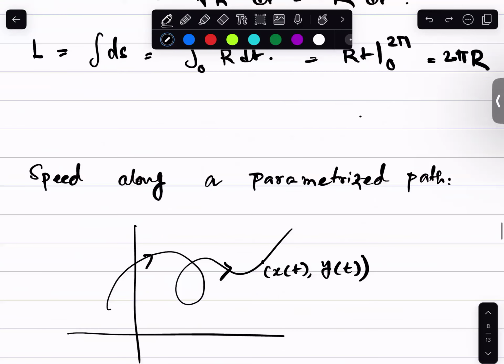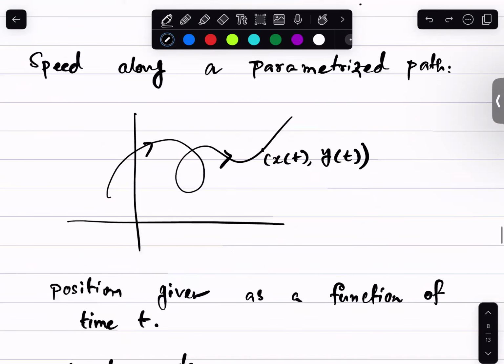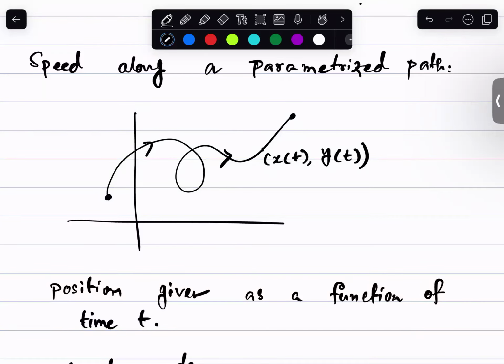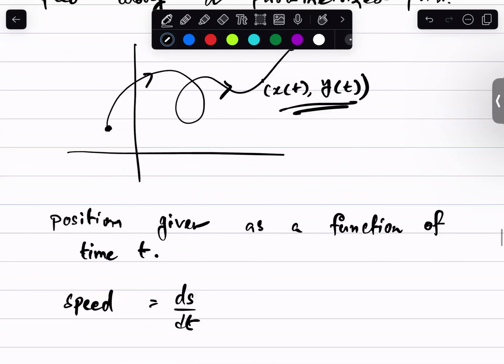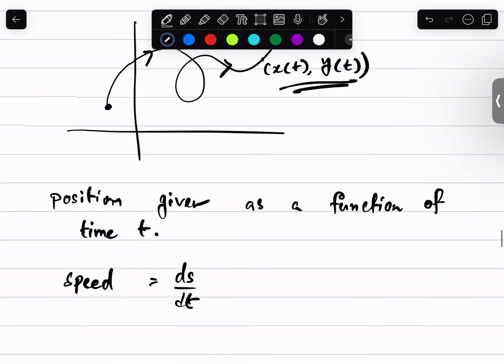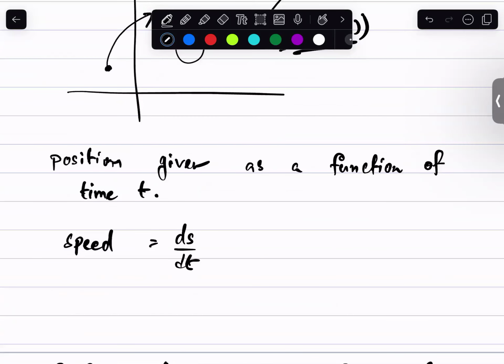The next topic is speed along a parametric path. So as I said, a parametric equation has its physical significance. We can represent the path of a point by using parametric equations to say this particle is starting from there and going till there in a certain time, and the equation is given as x(t), y(t) like this. Then we can talk about the speed of this particle, right? So the formula for speed here will be just ds over dt.